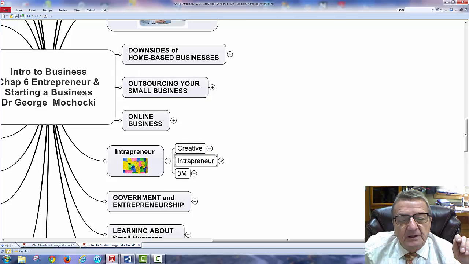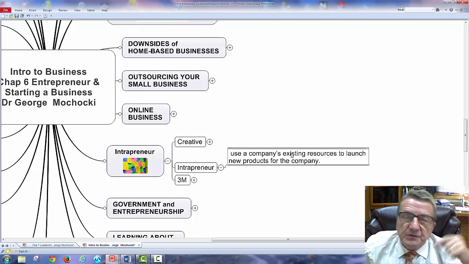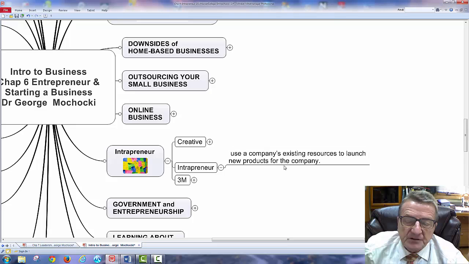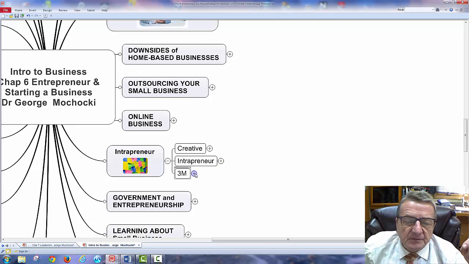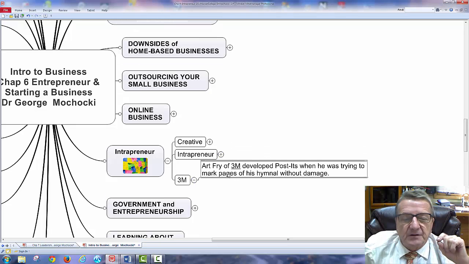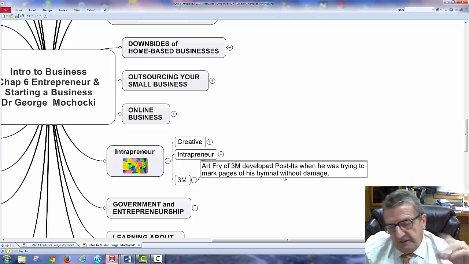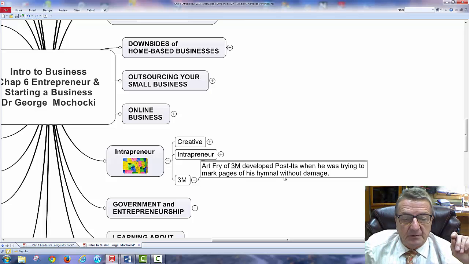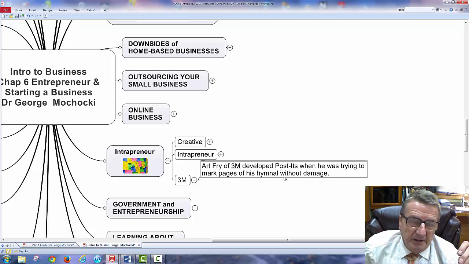Okay, so they call them an entrepreneur. They use the company's assets and resources to launch their product, and how they get that is basically they get a certain percentage. If you look at Art Fry at 3M, this is just historical research. He developed the Post-it when he was trying to mark pages of his hymnal book, some Bible book for the church, I presume, without any damage. He came up with the idea, but he was using all the company's facilities and equipment.